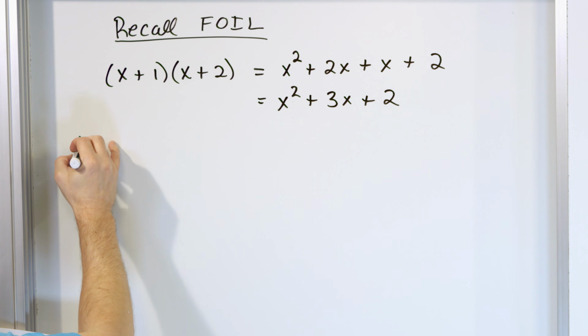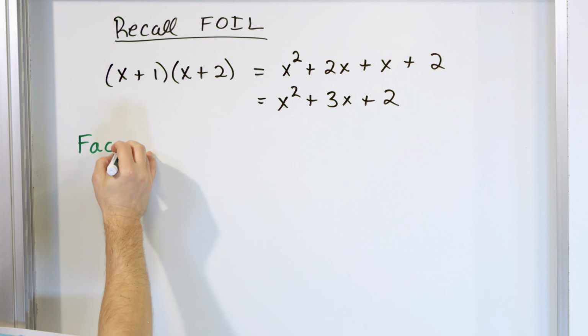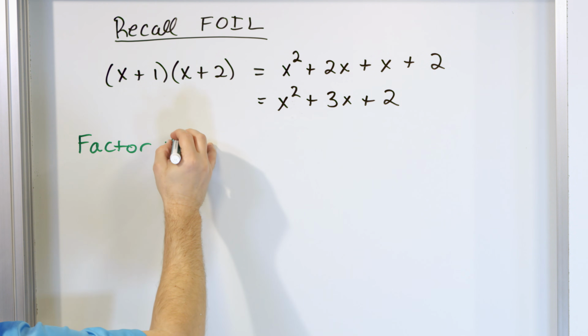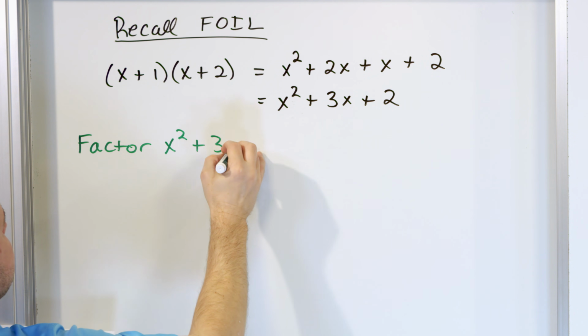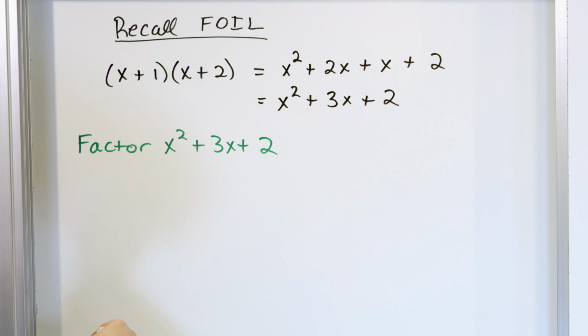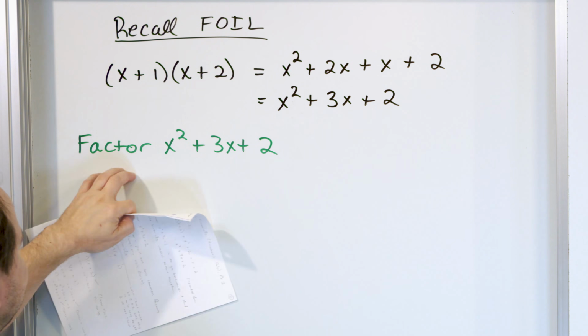What if the problem is the following? Factor this trinomial, x squared plus 3x plus 2. That's going to be your problem statement. We'll talk a little bit more about how to do it in just a second.